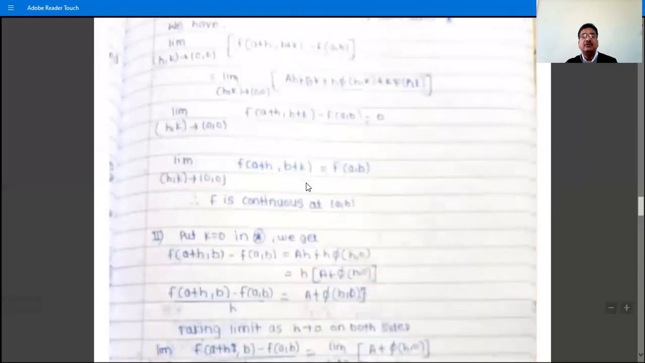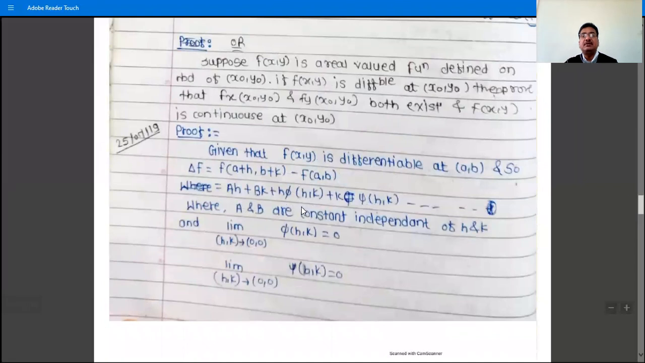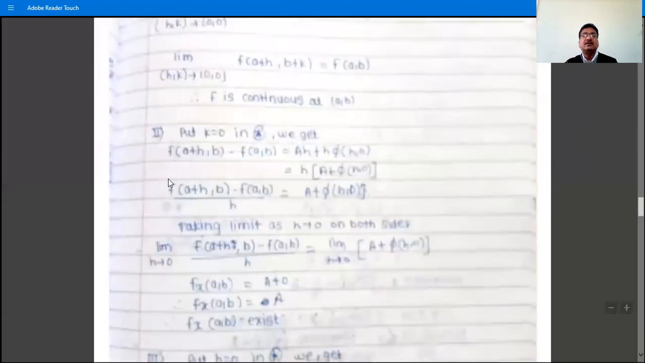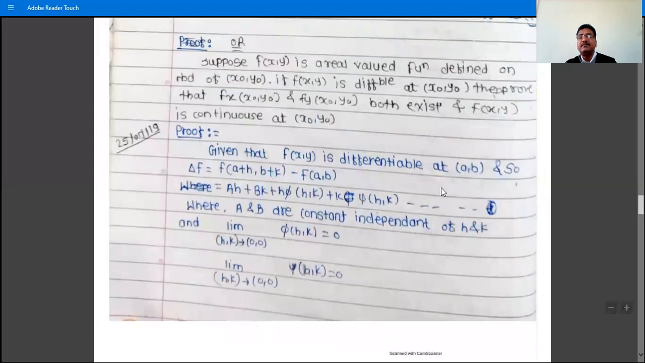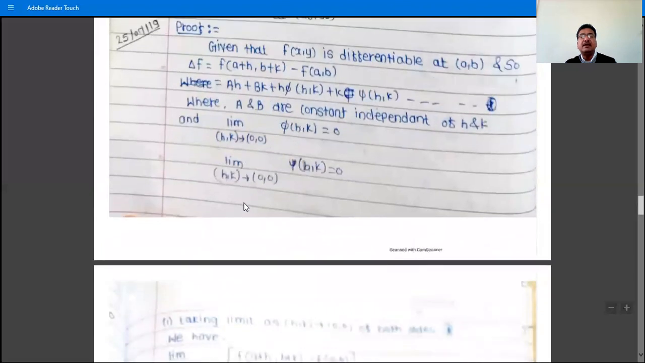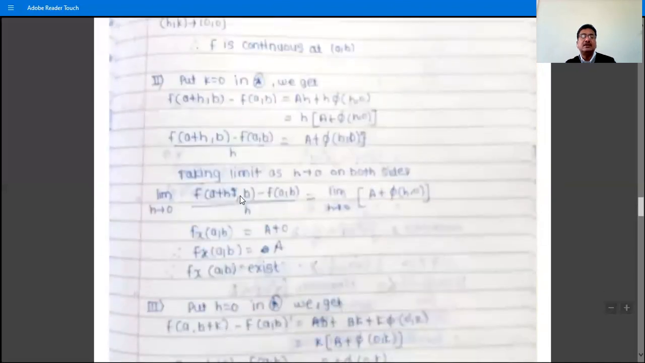Now we have to show that these partial derivatives f_x(a,b) and f_y(a,b) both exist. So what is the definition of f_x(a,b)? In the previous chapter, we observed that the definition of f_x(a,b) is the limit as h tends to 0 of [f(a plus h, b) minus f(a,b)] divided by h. Equation star is given, that the function is differentiable, so we take the limit as h tends to 0 on both sides.